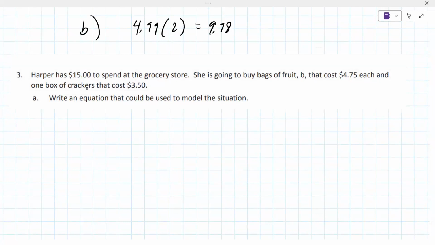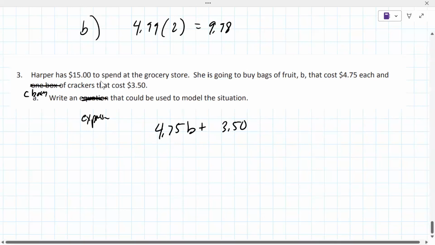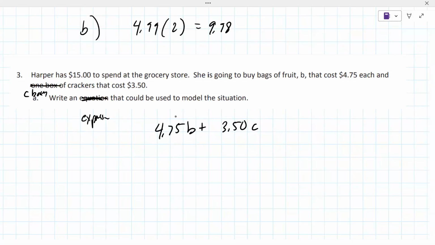Try to just write an expression here. 475B plus 350. Let's change this up. Let's say C boxes. C boxes of crackers. What would that be? How would that change this? 350C. Okay.